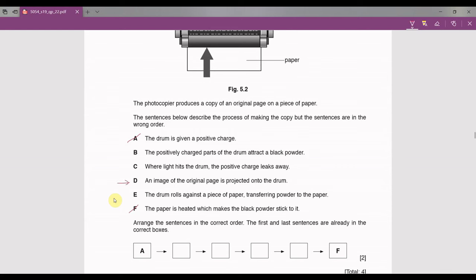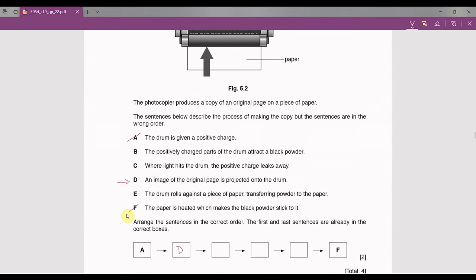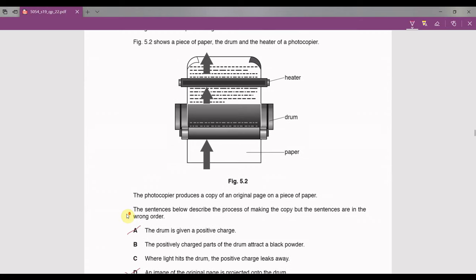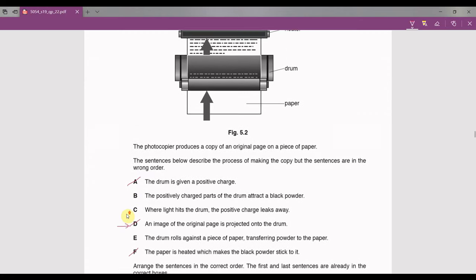An image of the original page is projected onto the drum. So this is literally common sense. You don't really need any physics understanding to do this one. So D is out of the equation now. We are done with D. Now what happens to the drum and why is it going to make an image?